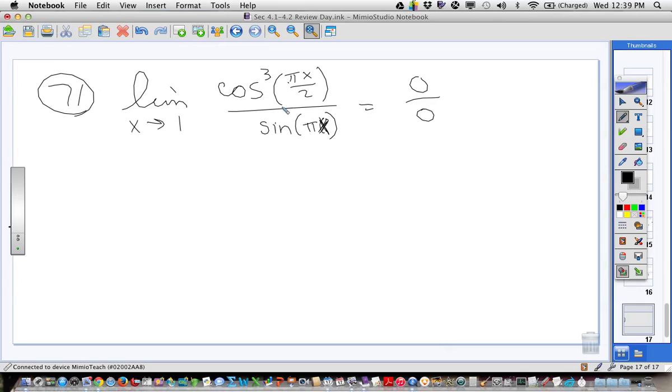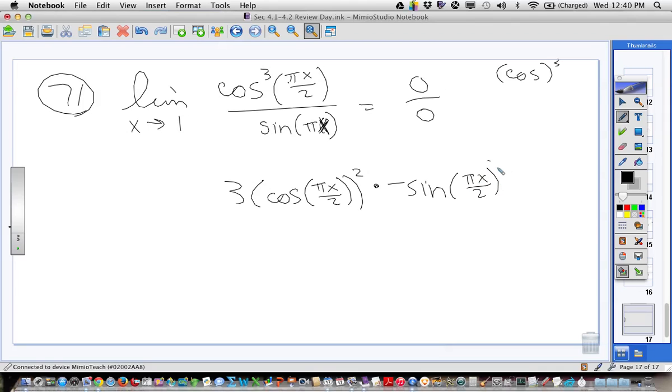L'Hopital's rule, especially when we get into these ones with sines and cosines and the trig stuff. And yes, we have to be able to do that. Okay, so what do we got? Well, this is all cubed, cosine all cubed, right? So we got to bring the 3 down in front. Leave the cosine pi x over 2 alone, squared, times the derivative inside, which would be negative sine pi x over 2, times the derivative of that inside.